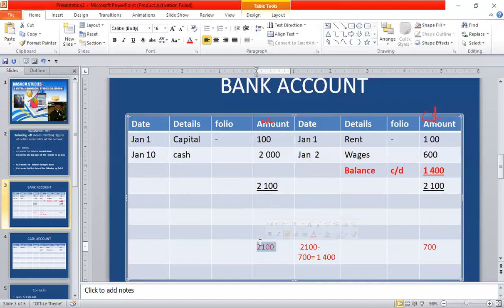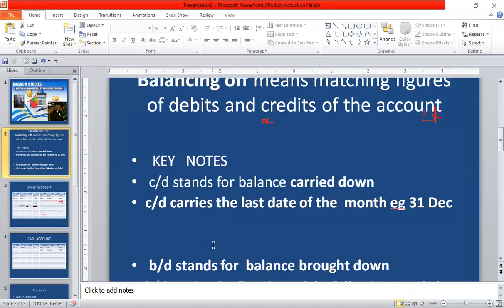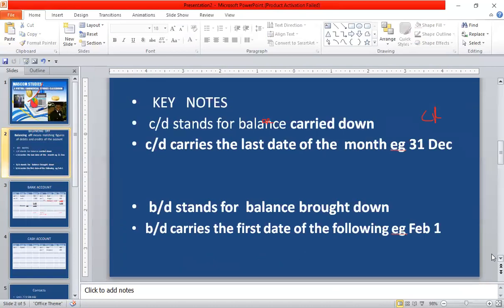There was a shortfall of 1,400, and here there should be an excess of 1,400. We also write 1,400, and where there's excess, you write balance BD, balance brought down. We agreed we write the word balance in this case. And which date do we use? This is January, so the following month. What we agreed is that the balance BD should carry the first date of the following month.